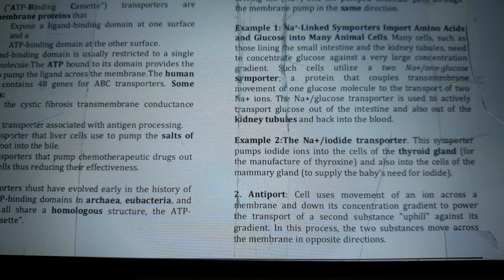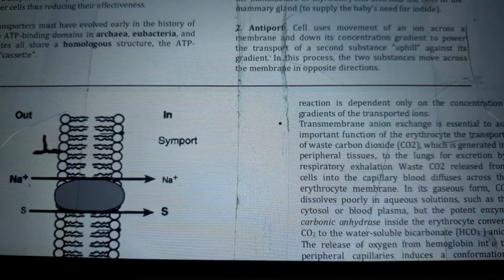The sodium-glucose transporter is used to actively transport glucose out of the intestine and also out of the kidney tubules and back into the blood. The second example would be that of the sodium-iodide transporter. This symporter supports iodide ions into the cells of the thyroid gland for the manufacture of thyroxine, and also into cells of the mammary gland to supply the baby's need for iodine.